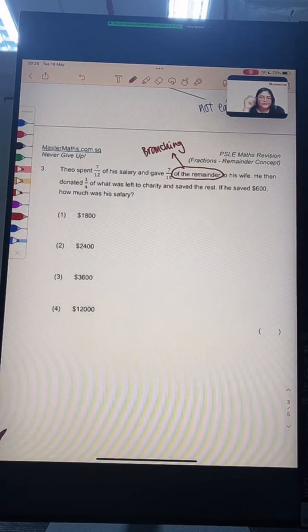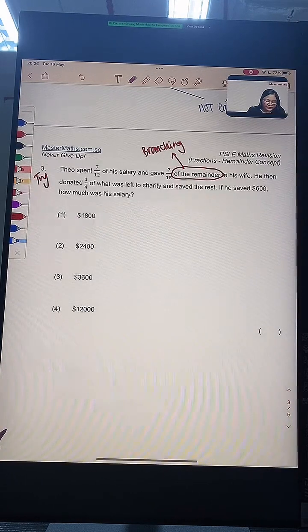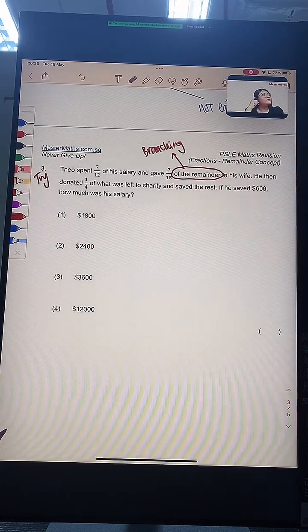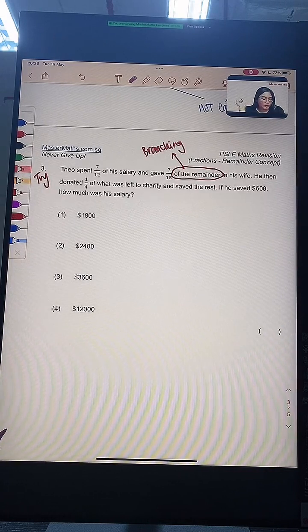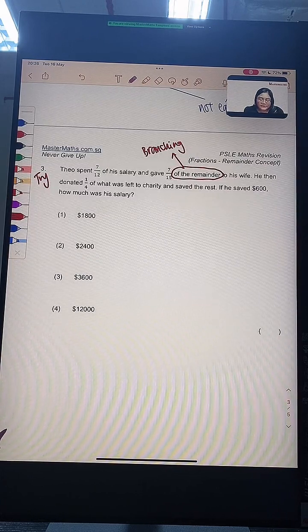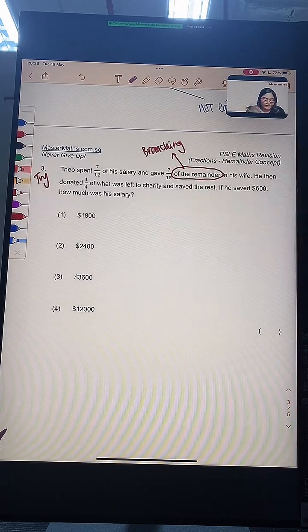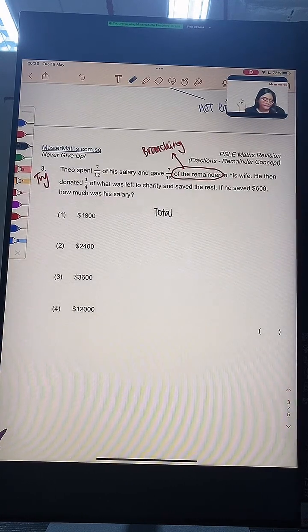Great. So, can you try the branch on your own now? I'll give you about 2 minutes. It's now 8:26 p.m. We will continue at 8:28 p.m. I want all of you to try the branching method now. How are you going to branch this question? Let me give you a clue. We always start with the total.